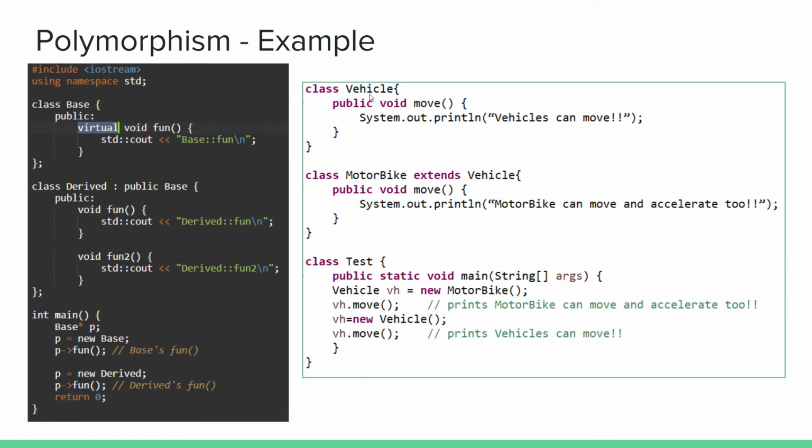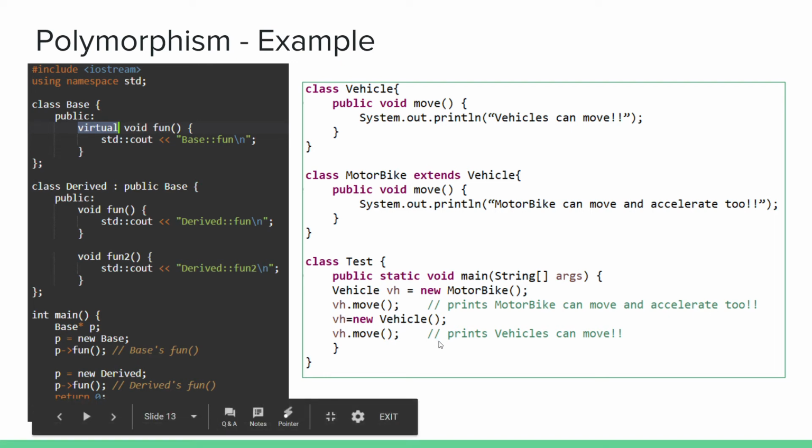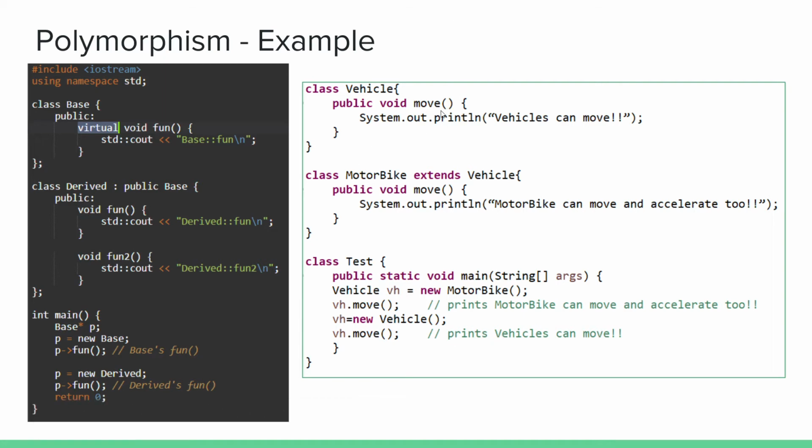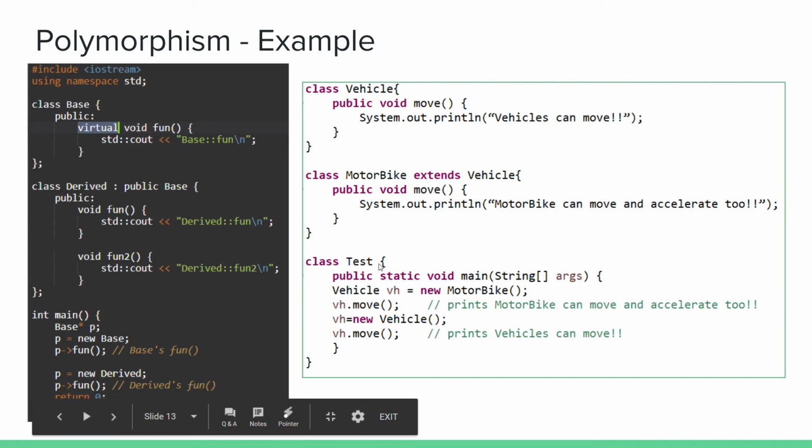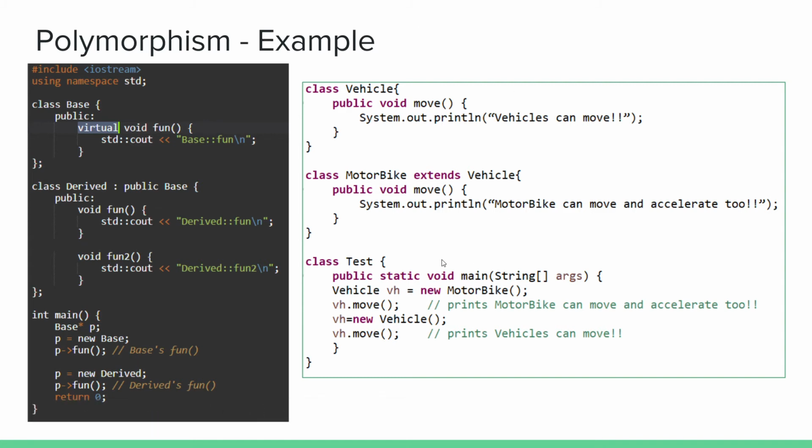And on the right hand side, there is an example of polymorphism in Java. A Vehicle class has the method move, and it prints "vehicles can move". Motorbike extends Vehicle, and you are defining move again with this output. When you define the objects here, move from the Motorbike object prints "motorbike can move and accelerate too", and the new Vehicle which you create prints from the base class, that is the Vehicle class. So syntactically it is different from C++.